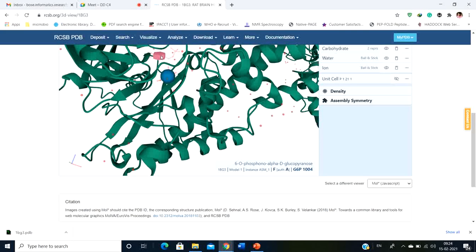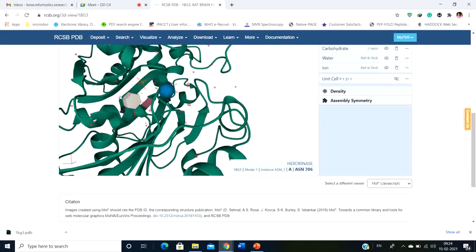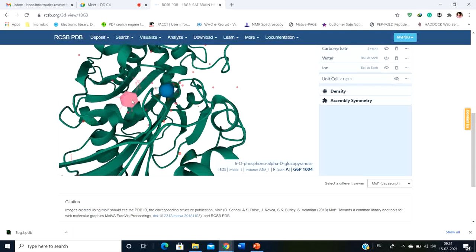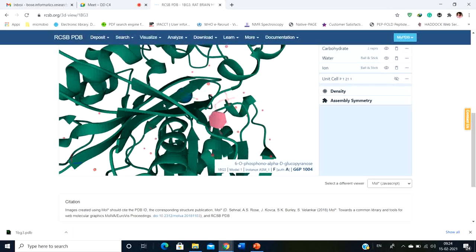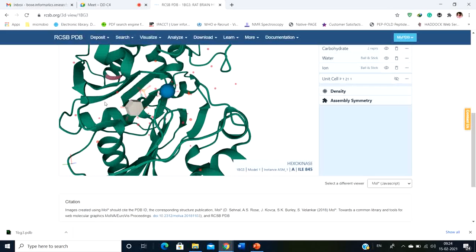On the other hand, you have this molecule here, the glucose 6 phosphate. That means this is the active site. Since glucose 6 phosphate is present here, this is the active site, because on the active site only the glucose molecule binds and is converted to glucose 6 phosphate. Wherever this molecule is binding must be the active site. So this groove is the active site of this protein.